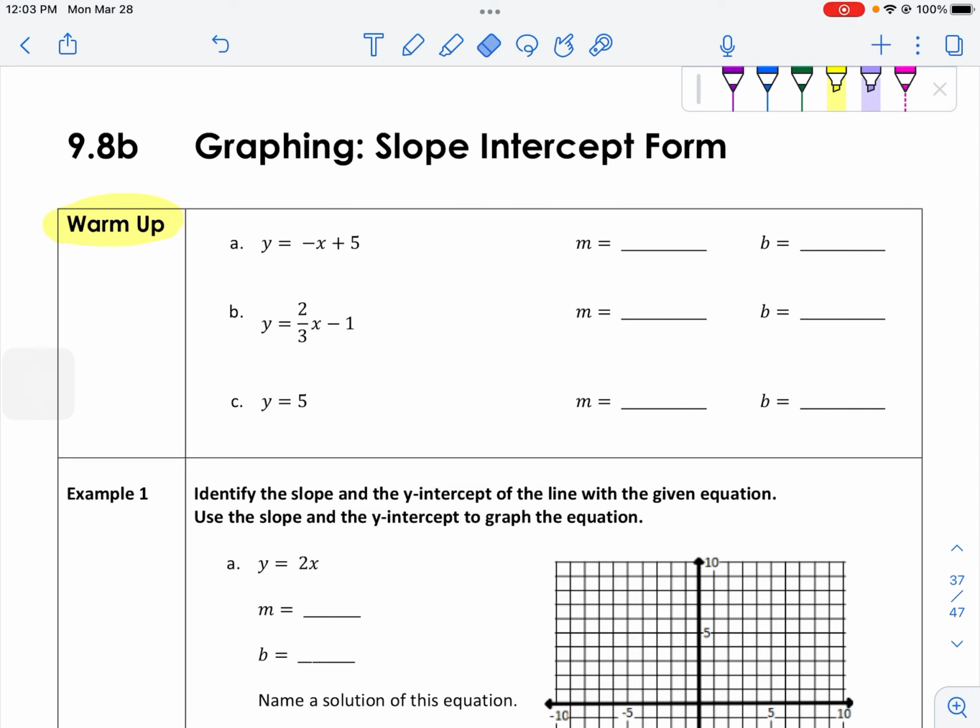Today we're going to be graphing in slope-intercept form. So let's start with some warm-up questions just to remind you what you learned about slope-intercept form last week.